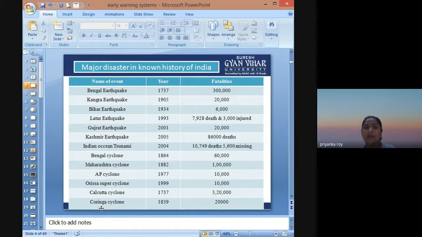Then the Gujarat earthquake, being recent, in 2001, claimed an immediate death toll of about 20,000 people, and many more structures were destroyed. Then in the Kashmir earthquake, the death toll went up to about 86,000. That is the official data, but the death toll went beyond, because not only did the earthquake claim lives, the triggered landslides and flash floods that came along with it also claimed a lot of lives.